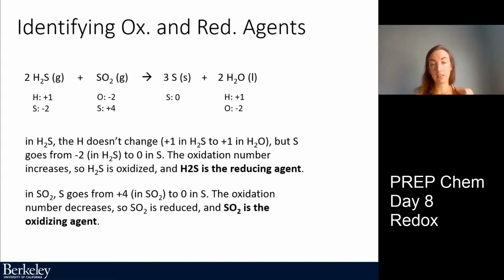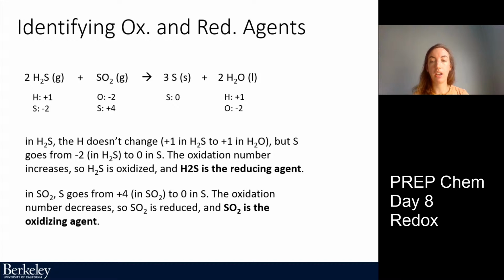I hope that makes sense, but it's also something that practice will get you, and you just kind of need to remember that we crisscross. So whatever is oxidized is the reducing agent, and whatever is reduced is the oxidizing agent.